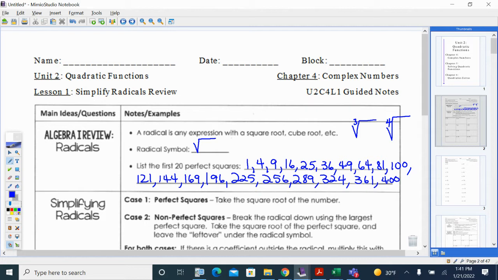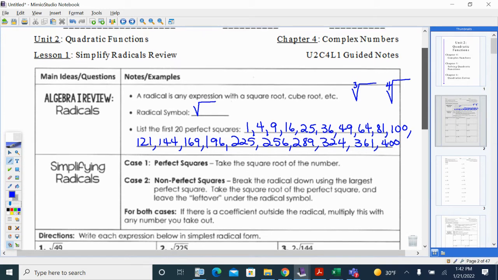The third bullet says to list the first 20 perfect squares, and I've already done that. Perfect squares are numbers that are created by a number times itself. So 1 times 1 is 1. 2 times 2 is 4. So 4 is a perfect square because it's 2 times 2. 49 is a perfect square because it's 7 times 7. 144 is a perfect square because it's 12 times 12, and so on. So you get the idea there.